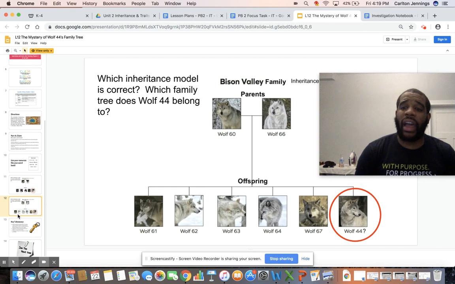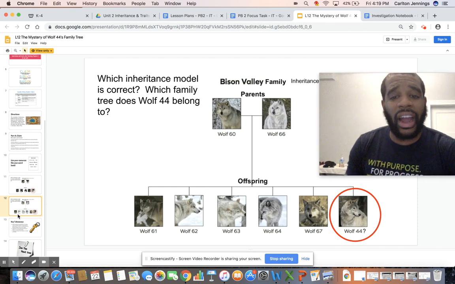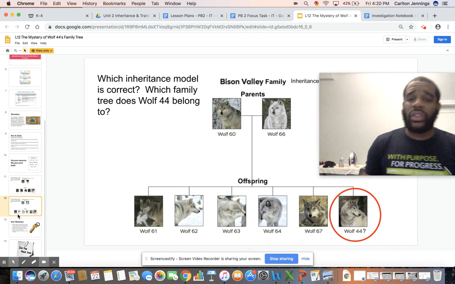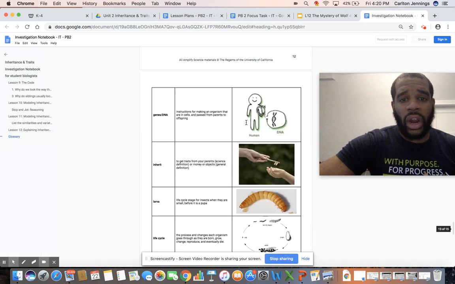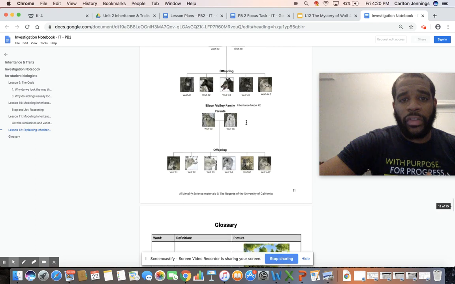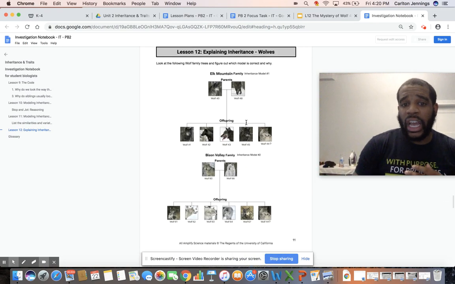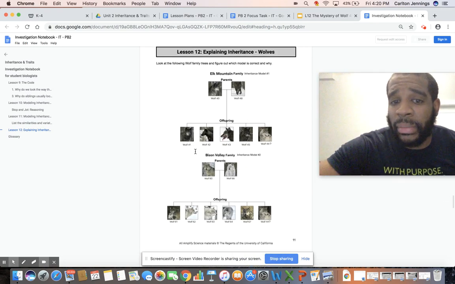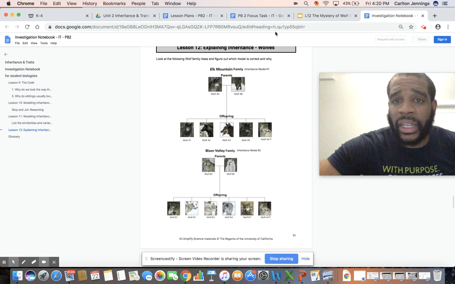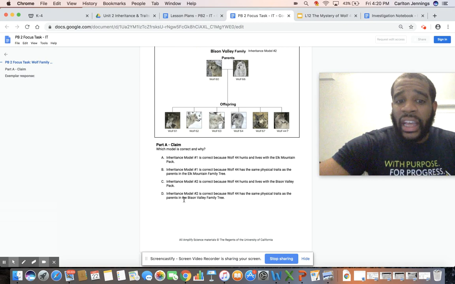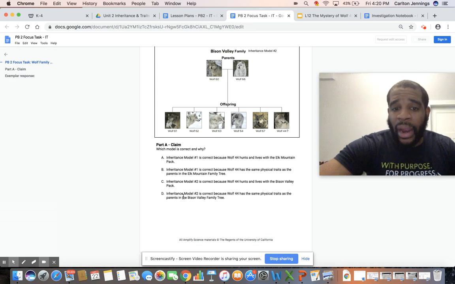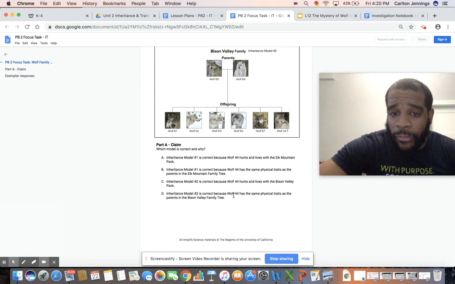Our exit ticket will have the same question, and you'll be able to figure out which one of these packs is the right pack. So if I go to our question here, and we see these two wolf packs, which you'll see in your exit ticket, your answer should be the Bison Valley family. And the reason why is because inheritance model number 2 is correct because Wolf 44 has the same physical traits as the parent in the Bison family tree.